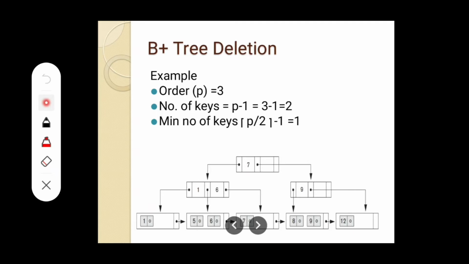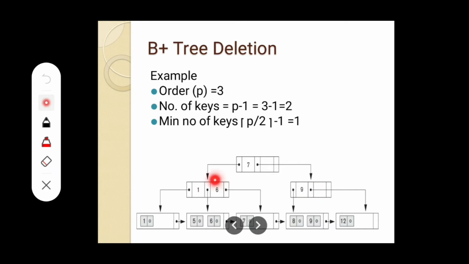Let us check whether this is a B plus tree. The first node is 7. Whatever comes to the left child of this node must be less than or equal to 7. Let us check whether it is less than or equal to 7. Yes, 1 and 6 are less than 7. Now whatever comes as the right child of this node must be greater than 7. Is it so? Yes, 9 is greater than 7.